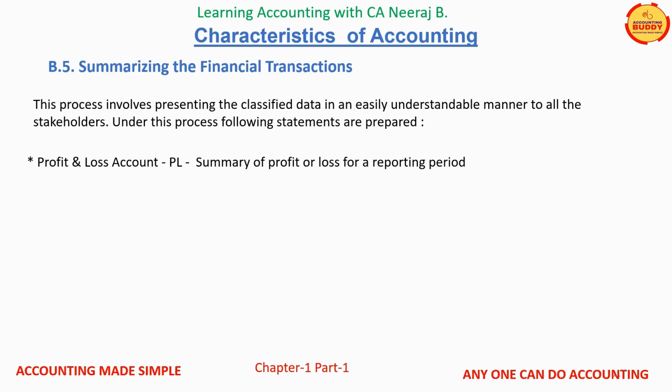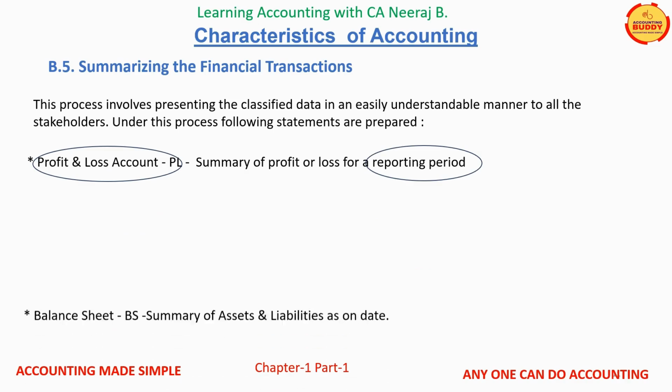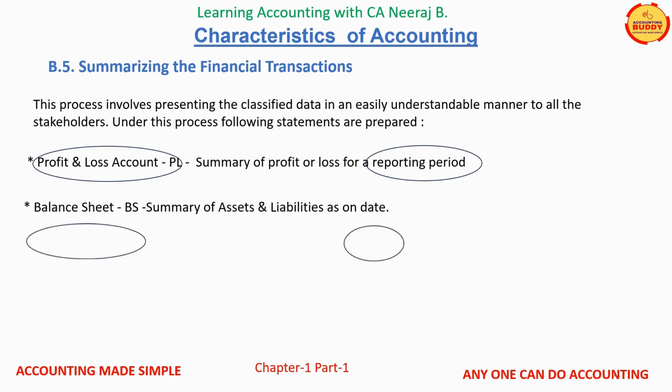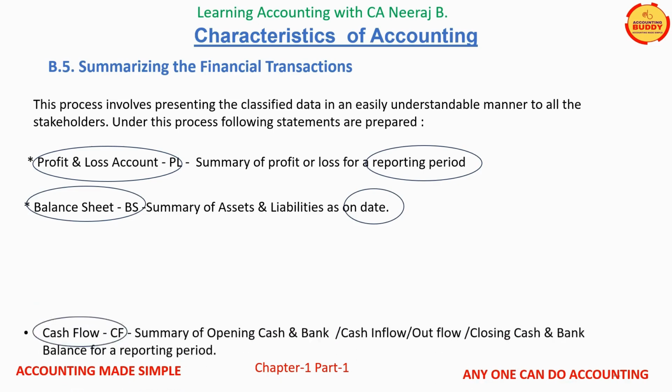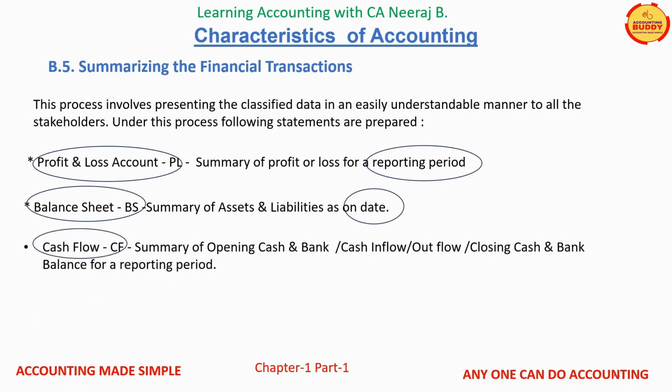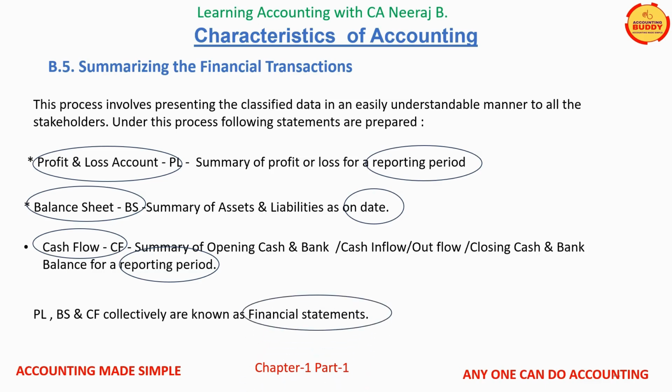Profit and loss account is a summary of profit or loss for a reporting period. Balance sheet is a summary of assets and liabilities as on date. Cash flow is a summary of opening cash and bank balance, inflows, outflows, and closing cash and bank balance for a reporting period. Profit and loss account, balance sheet, and cash flow collectively are known as financial statements.